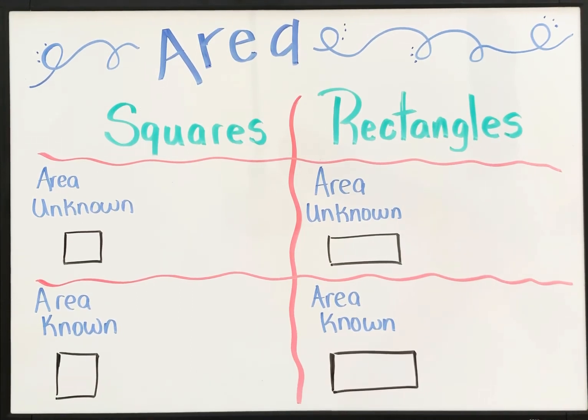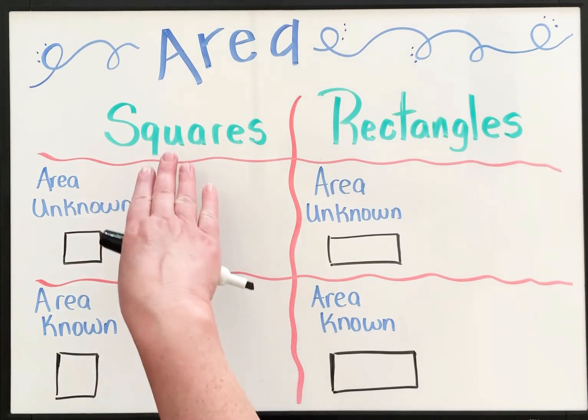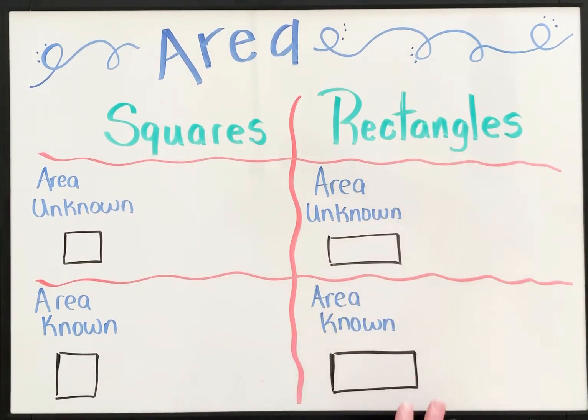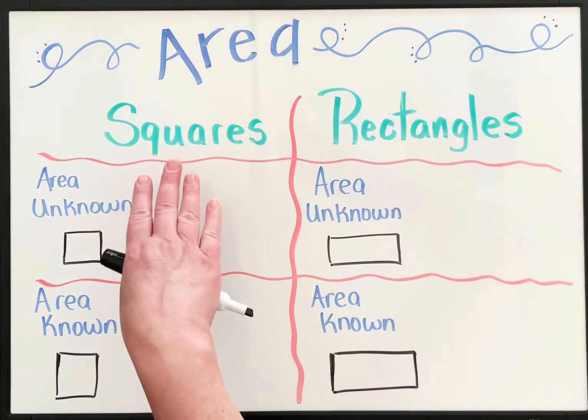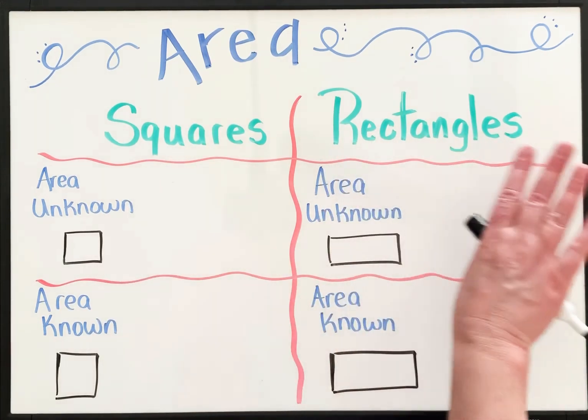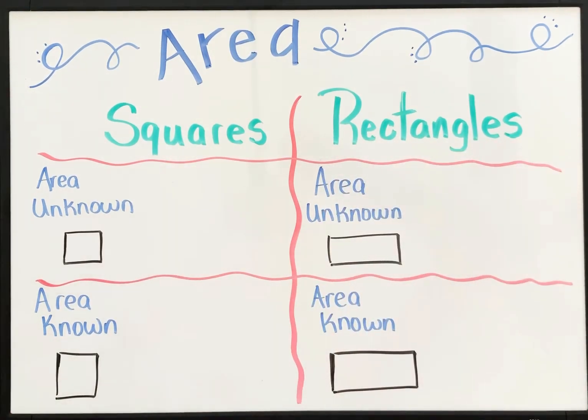Now, as you can see my board here, I have it divided, squares on one side and rectangles on the other. So let's just take a look at squares first. Let's kind of ignore this side of our board. Let's just focus on squares.